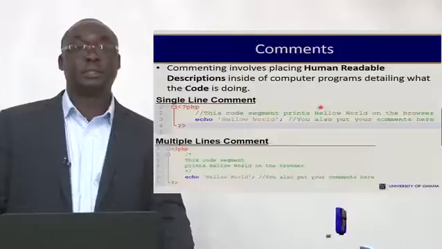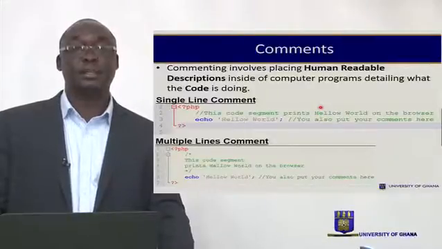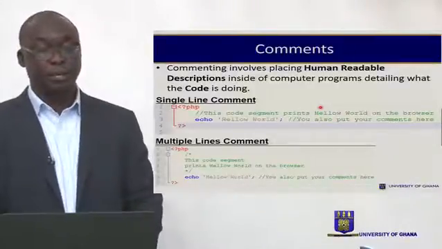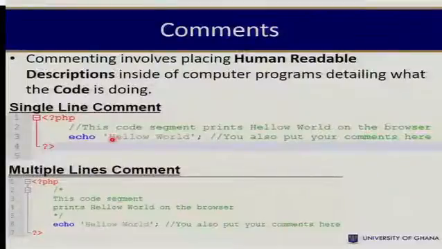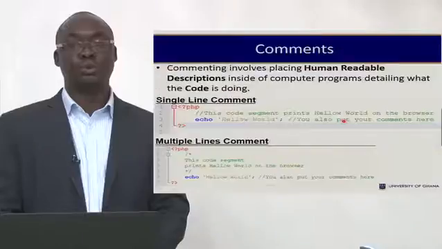So, comments. As we discussed in the previous slides, we can use double slashes to indicate single-line comments. If you look at this code segment, it prints hello world on the browser, so it means that this line will not be executed. At the same time, we can also put our comment by the lines that are supposed to be executed. So in this particular case, echo hello world will be executed, but this will not be executed.